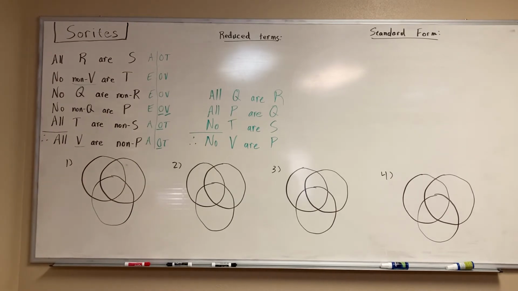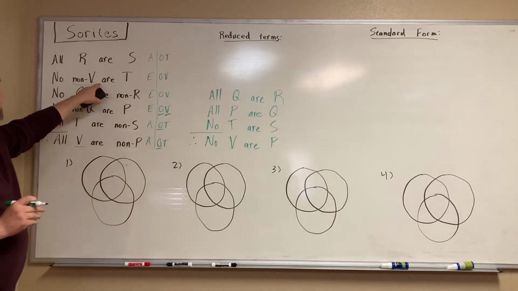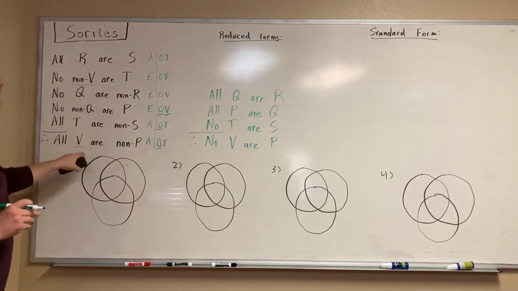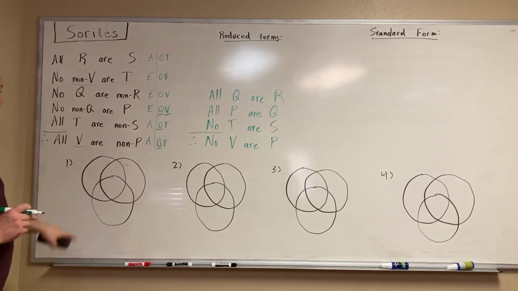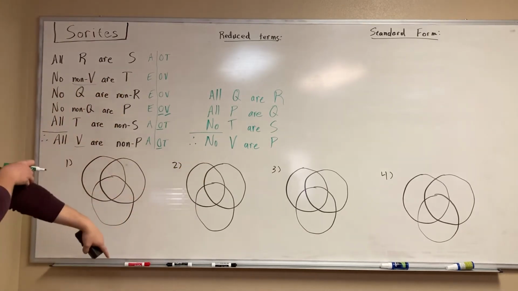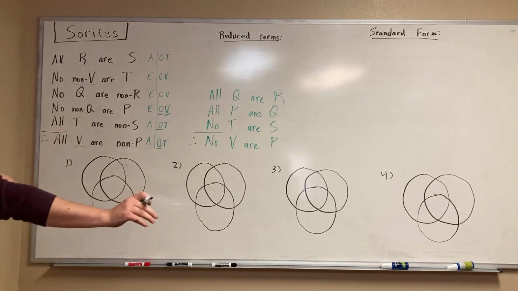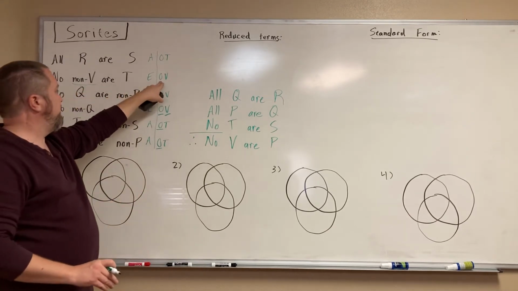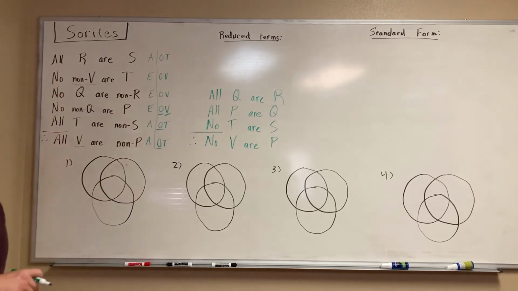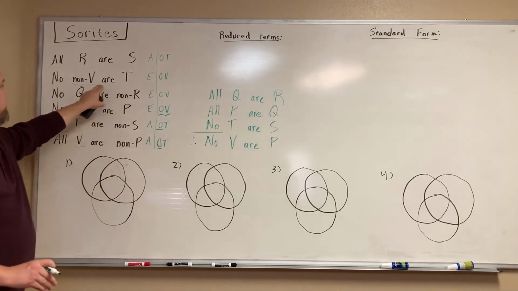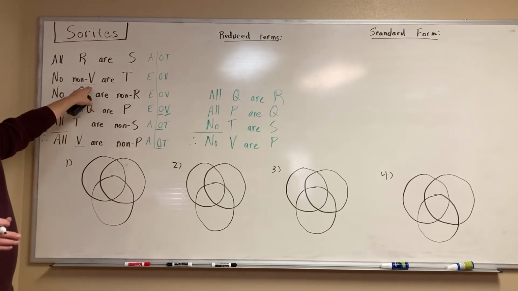And looks like we only have one more term that we need to reduce, the non-V and V. We've already got the conclusion set, so we want to keep that the same if we can. So let's see if we can change this some way. Well, we can use obversion and conversion. So this, the non-V, we want to leave the T the same, but the non-V we want to change.